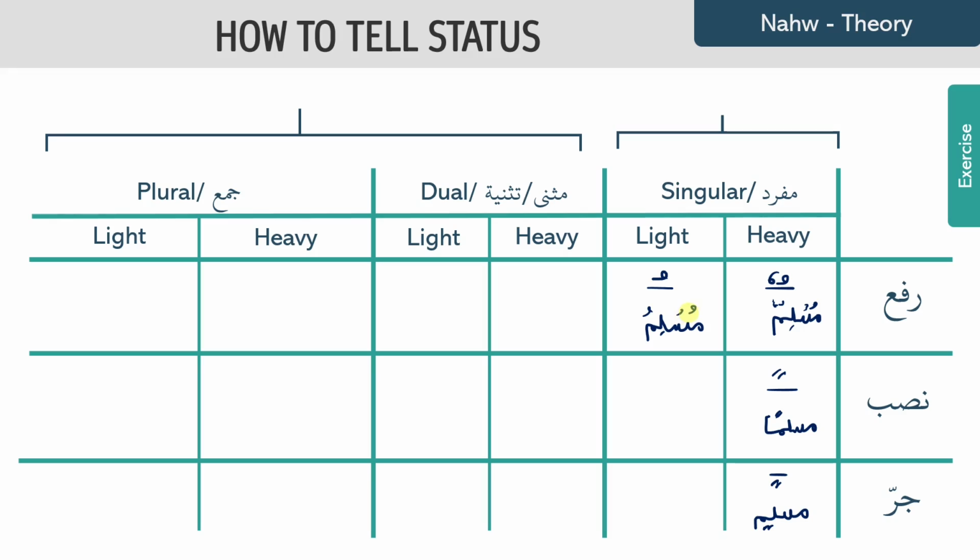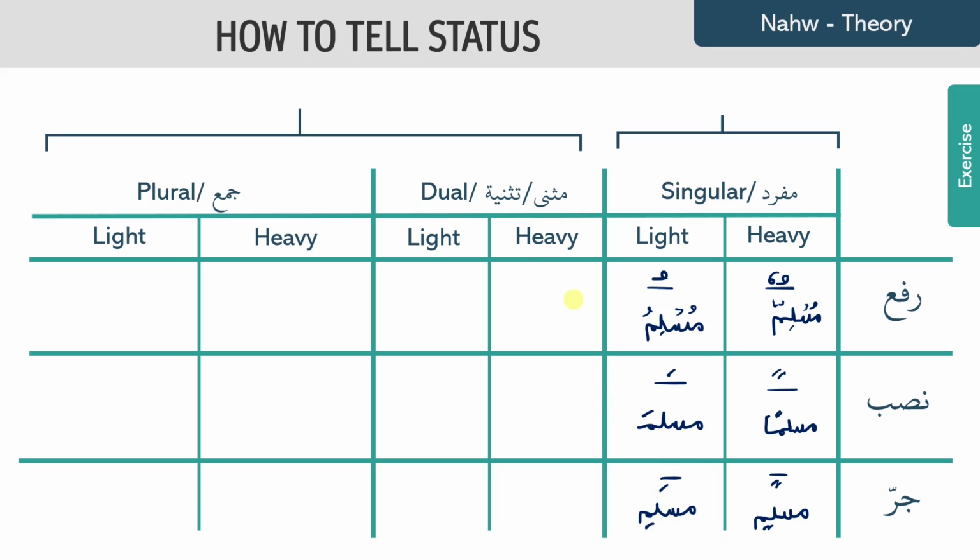So when you see a word that looks like muslimu, then you know that it is a singular word in the state of rafa, and it's light because the i'rab is muslimu. For nasab it is one fatha and you have muslima, and for jar it is one kasra and you have muslimi.